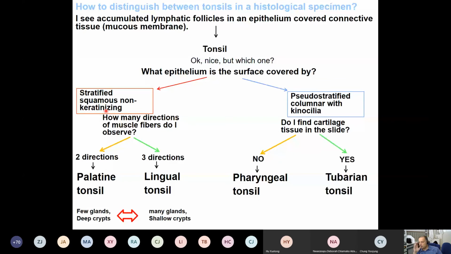Okay, so this way you can distinguish the tonsils both in theory and also in practice if you would get the slides. Once again, we do not have pharyngeal tonsil and tubarian tonsil slides in the list of the exam questions, but we do have palatine tonsil and lingual tonsil. Please make sure that in theory at least you can distinguish the tonsils from each other by memorizing these histological features and questions, and then you will answer the questions easily.